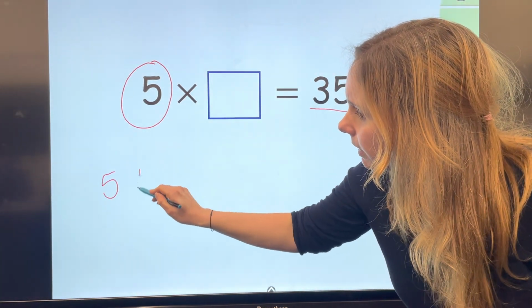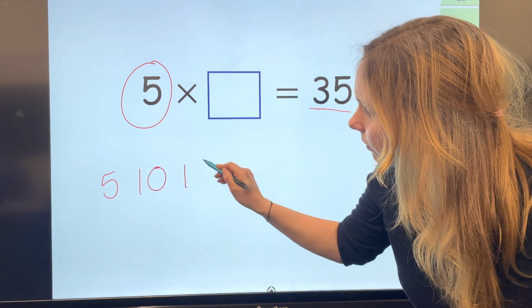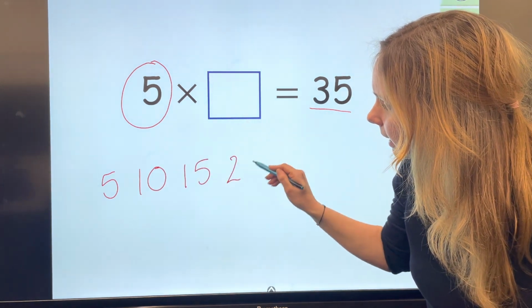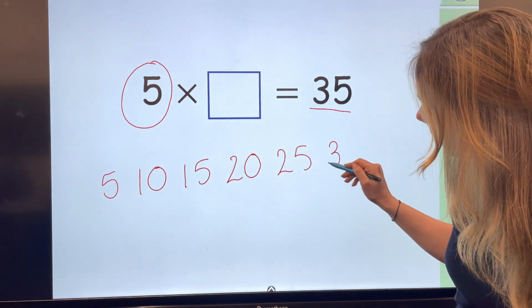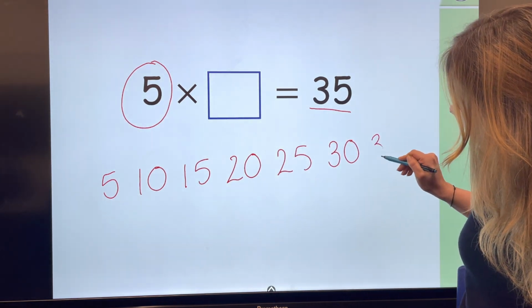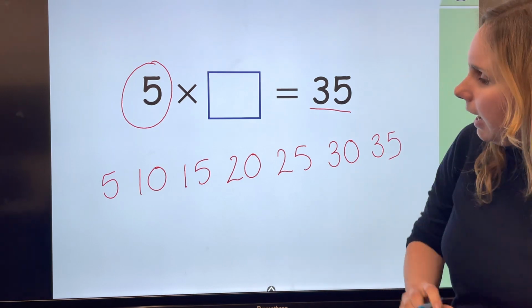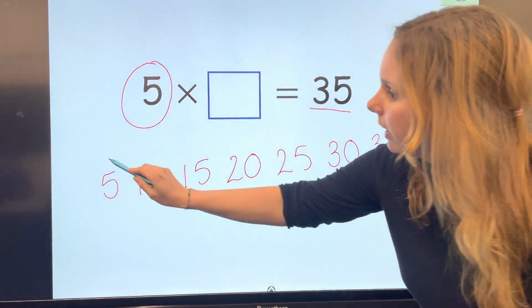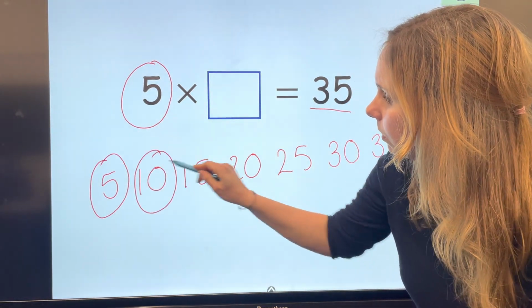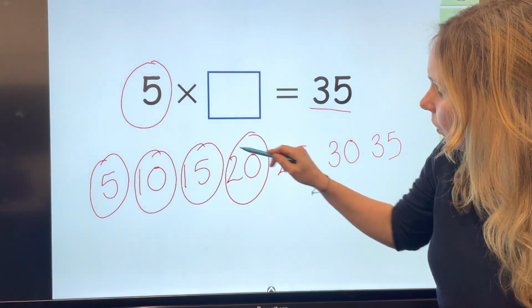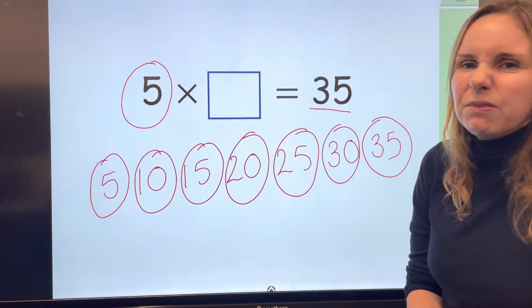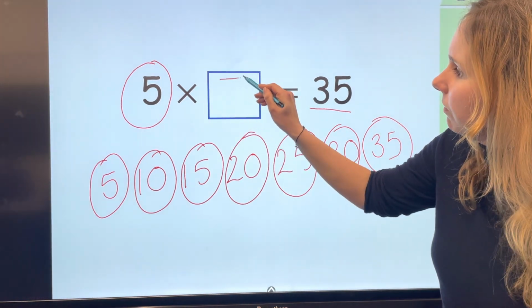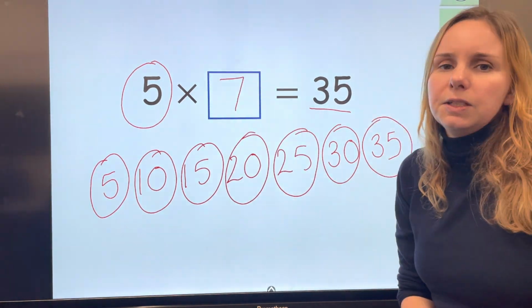5, 10, 15, 20, 25, 30, 35. How many times did I count in 5s then? 1, 2, 3, 4, 5, 6, 7 times. I counted in 5 7 times to get to 35.